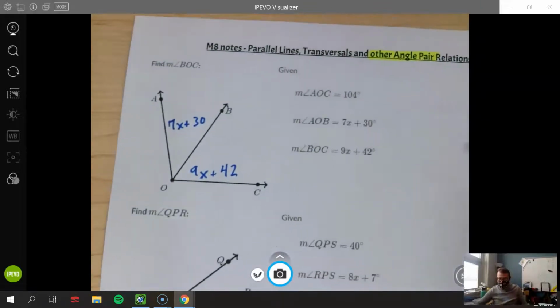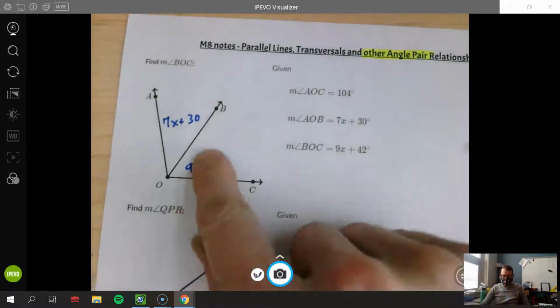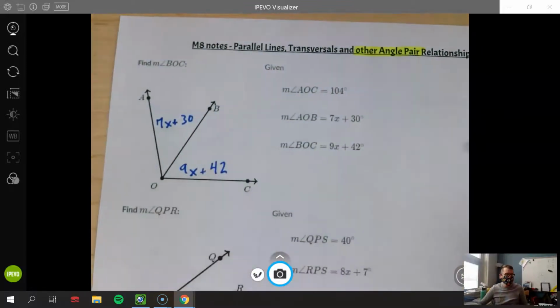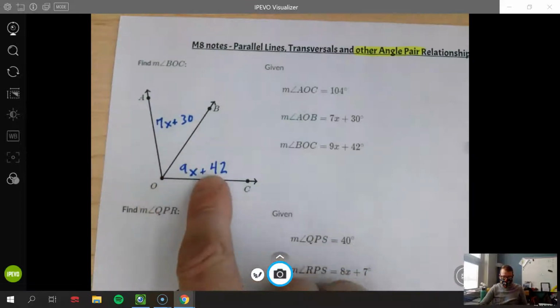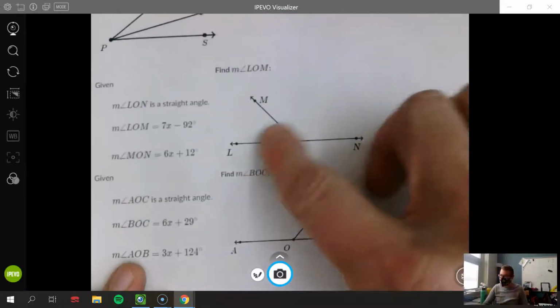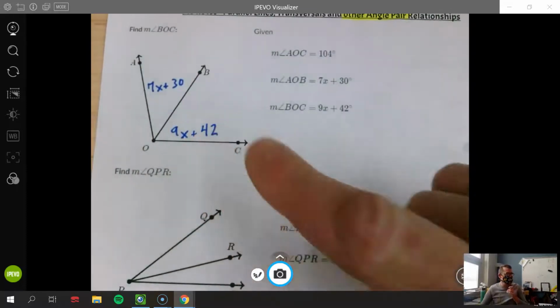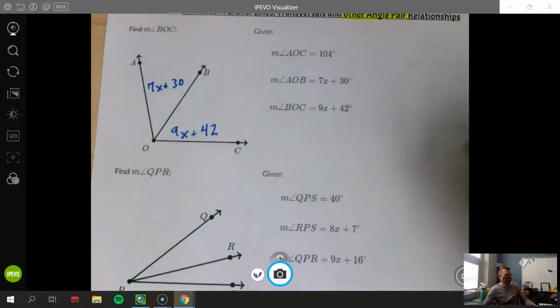This side of the paper is our other angle pair relationships. Is this a perfect 90? No, this definitely would not be a picture frame. Is this a perfect 180? No, down at the bottom we have our perfect 180s. But what can we do with these two expressions and the angle measure? Zoe? We can make an equation and solve it.